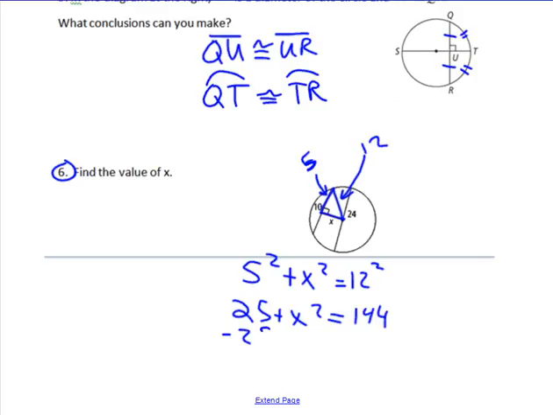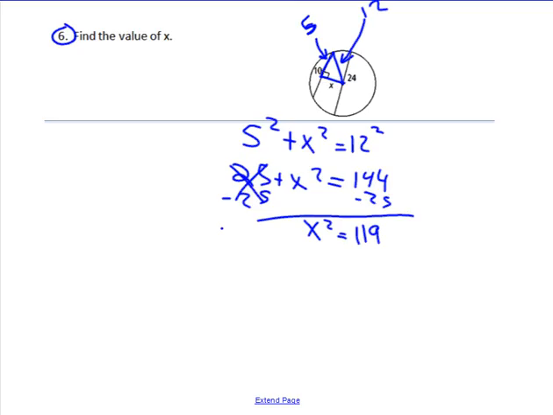So subtracting 25 from both sides. x squared equals 119. All right, that's not pretty. So we're going to say that x is just equal to the square root of 119. Which my guess is it'll be just under 11. Okay? So that doesn't quite look accurate if you're looking at it. Hopefully it is, though.